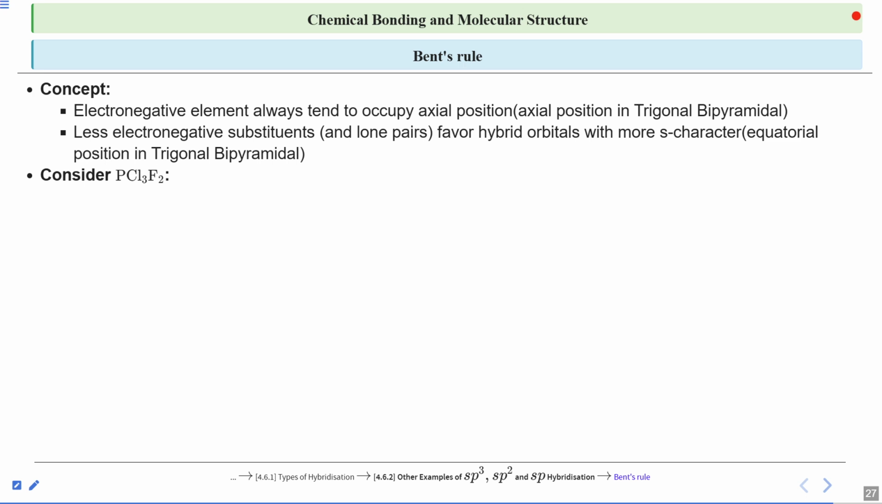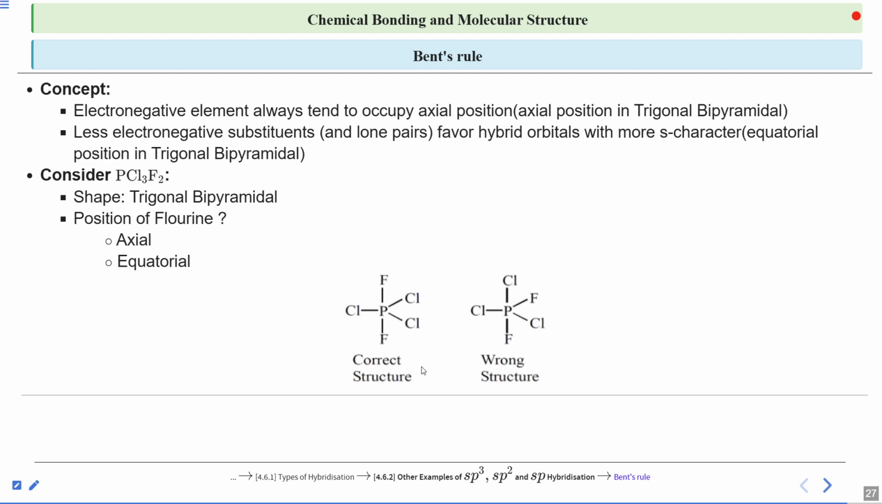Now, to understand this, let us take the case of PCl3F2. If you look for the steric number, it will be 5, which will give you trigonal bipyramidal. Now, the question is where would the fluorine go? 2 fluorines are there. Will both of them go to the axial or equatorial, or one of them will go to axial and the other to the equatorial? So we have seen the rule right now, and it's the thumb rule that your electronegative element will go to the axial position. Therefore, the correct structure will be this and not this.